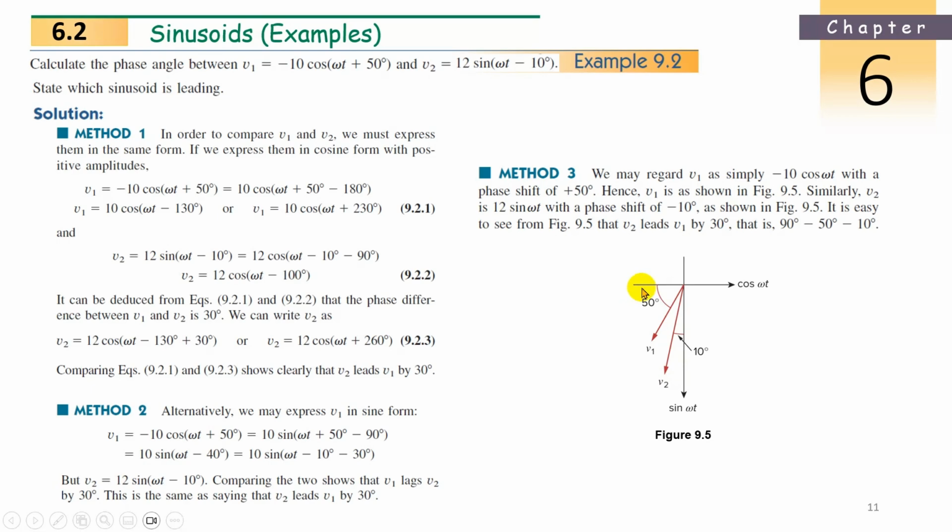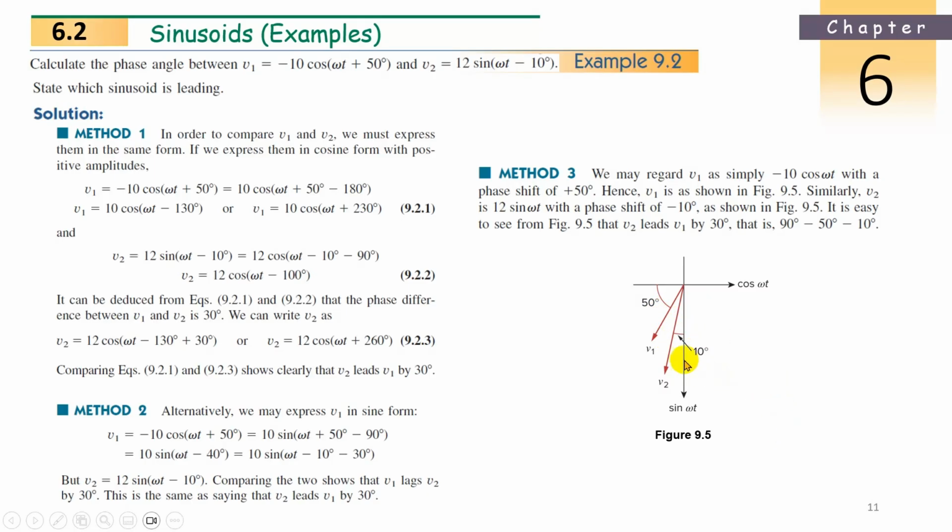Now see here, this is 50 degrees and this is 10 degrees. What is the total angle here? 90 degrees, from this point to this point. Here 50 and 10, that is 60, is already taken. So 90 minus 60 is 30 degrees. The angle between V1 and V2 is 30 degrees.